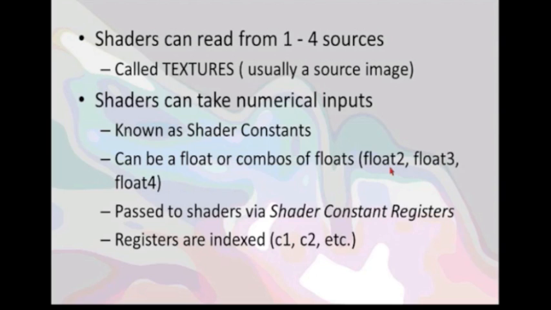And so when a shader returns a piece of data from the main function, it's actually going to return it as a float4 because that represents the outbound color of the algorithm, the final value of the pixel that you're changing. Right? Now these are passed into shaders via shader constant registers, and these registers are indexed: C1, C2, C3, and for the texture source images, S0 through S3, I should say.